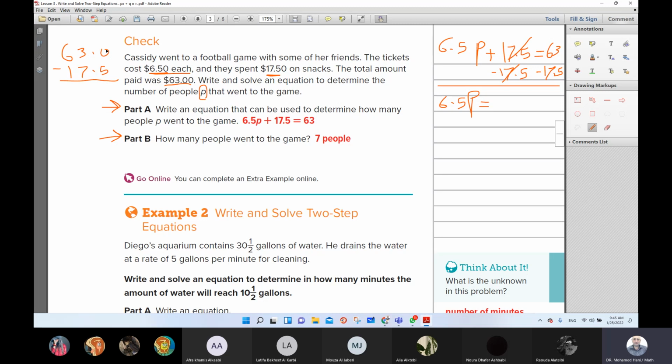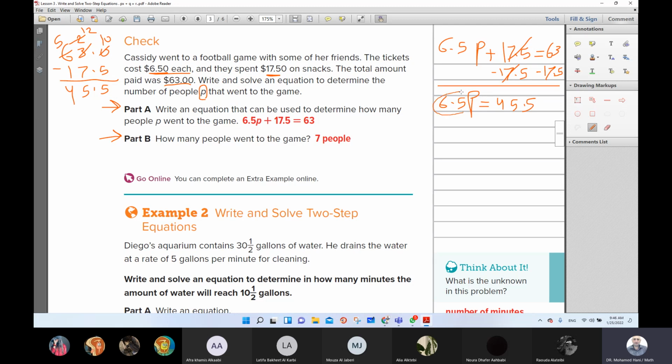0 minus 5, we cannot do this operation. Borrow 1 from here, here will be 2, and here will be 10. 10 minus 5 is 5. Take down the point. 2 minus 7, we cannot do this operation. Borrow 1 from here, here will be 5, and here will be 12. 12 minus 7 will be 5, and 5 minus 1 will be 4. So the answer will be 45.5.